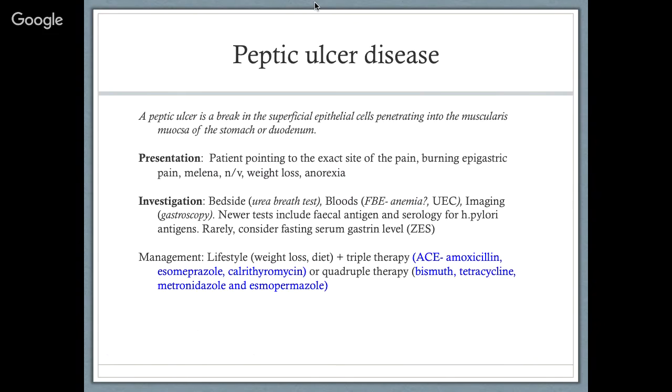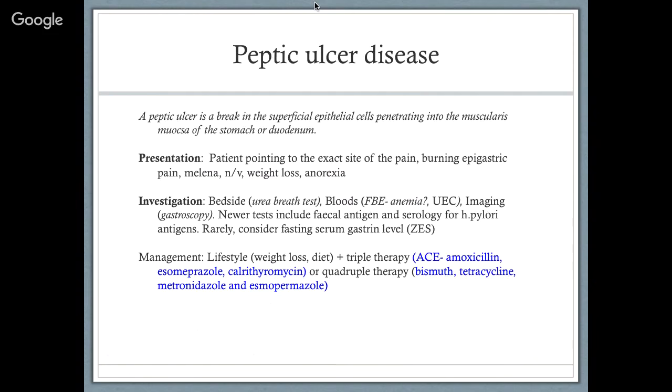The other things they might get is melena, nausea, vomiting, weight loss, anorexia. The way we look for H. pylori is you can do a urea breath test bedside. I've never actually seen that being done, but supposedly it's something you can do. Bloods, you do an FBC looking for anemia, but if it's an acute bleed, they might not be anemic at that stage. Sometimes it takes a while before you become properly anemic. Imaging, gastroscopy obviously can diagnose peptic ulcer disease. And there are also newer tests. So there's a fecal antigen and there's H. pylori serology. And rarely, if you're thinking of Zollinger-Ellison syndrome, you can do a fasting serum gastrin level. But again, that's more for multiple choice purposes as opposed to things that you'll commonly see on the ward.